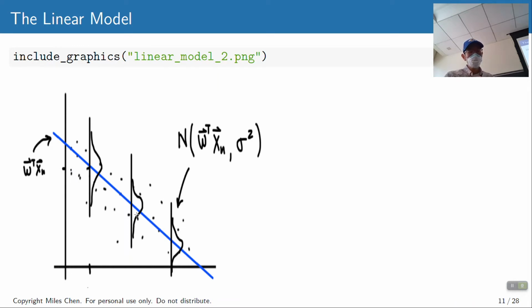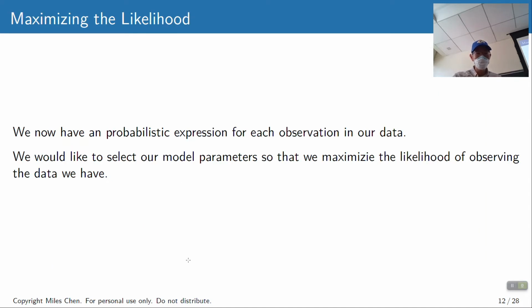So basically, how do we figure out this blue line so that we maximize the probability of the values that we see in here? How do we maximize the probabilities of the values that we see in our data? And that's how we do maximum likelihood estimation.